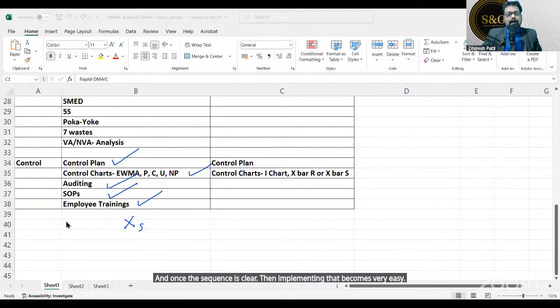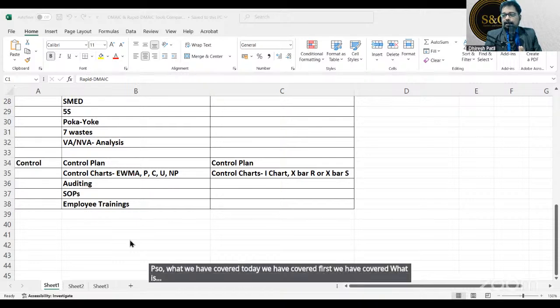Clear? So what we have covered today, first we have covered the breakup of yellow belt, green belt, and black belt projects. So 10% yellow belt, 80% green belt, and 10% black belt, correct?